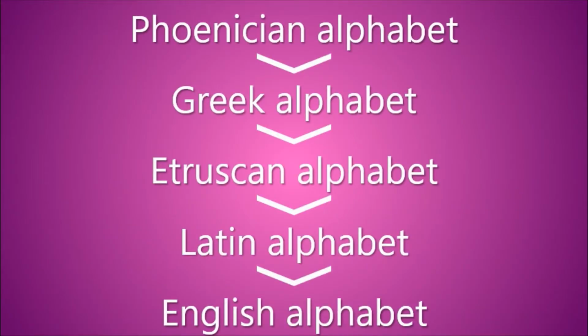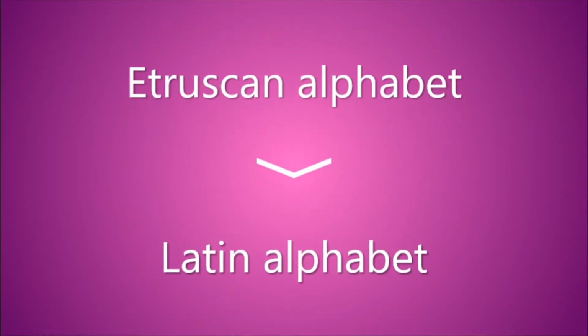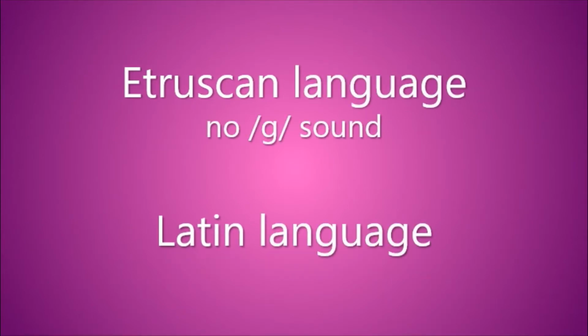Looking at that progression of alphabets, we can see that the Latin alphabet developed from the alphabet used to write Etruscan, which was an ancient language used in Italy. The Etruscan language didn't have a G sound, so when its alphabet was adapted to write Latin, there was no letter to represent G. Latin, however, did have a G sound, so how did they write it in an alphabet that had no letter for it?